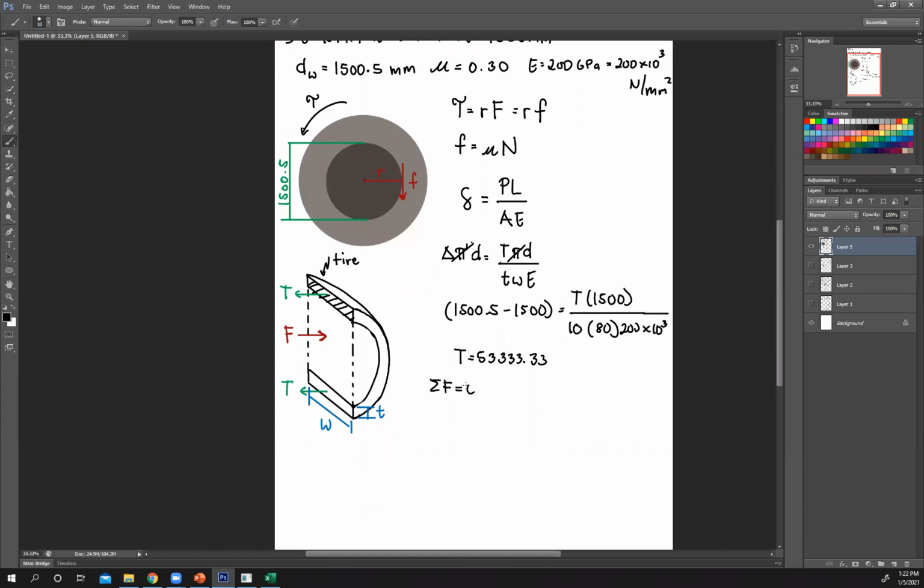Now that you have T, I can solve for F using the equilibrium equation. Summation of forces equals 0. So F minus 2T equals 0, F equals 2T. Again, F here is due to pressure. So F is just pressure times area. And the area is this right here. This is your area. That's the area.